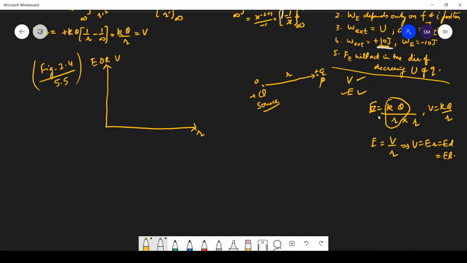See, here it is R square. So this electric field is inversely proportional to R square, and potential is inversely proportional to R. So E decreases at a faster pace as you move away and this distance increases. E becomes lesser, much lesser than the potential, because here we have R inversely proportional, here we have R square.